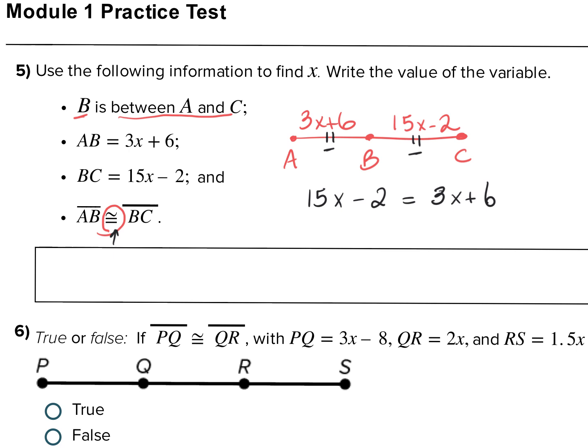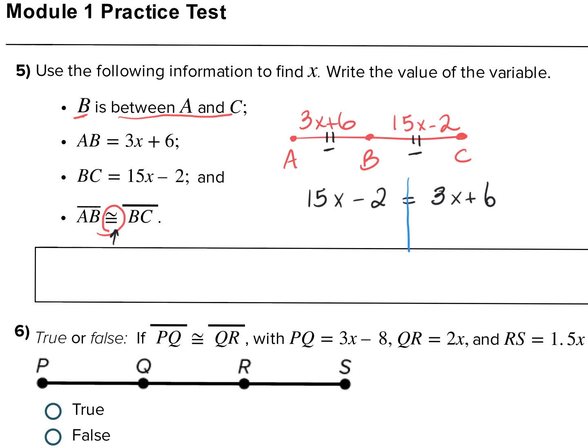Now, if you remember your steps, or if you have your notes with you, pull out your notes. And remember that step number 1 is to distribute. Well, I don't have any parentheses that I need to distribute, so that's fine. Step number 2 is to combine like terms on each side of the equal sign. Well, I can't do anything more with 3x plus 6 because 6 doesn't have an x. And I can't do anything more with 15x minus 2 because 2 doesn't have an x.